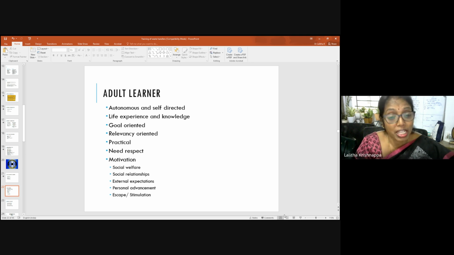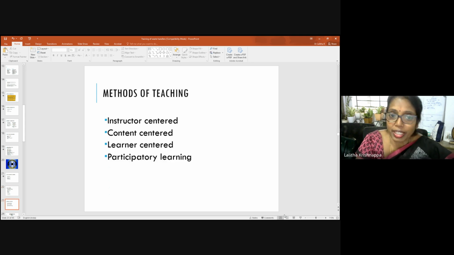Or any external expectation, I want to improve myself. Or personal advancement: I want to learn new things, I want to grow in my career or in my knowledge or understanding. Or I'm doing routine things, so let me come here, escape from the routine boredom and attend. So these are some of the different reasons why they will be motivated. We must look out for such motivation and try to push them to come to the training.